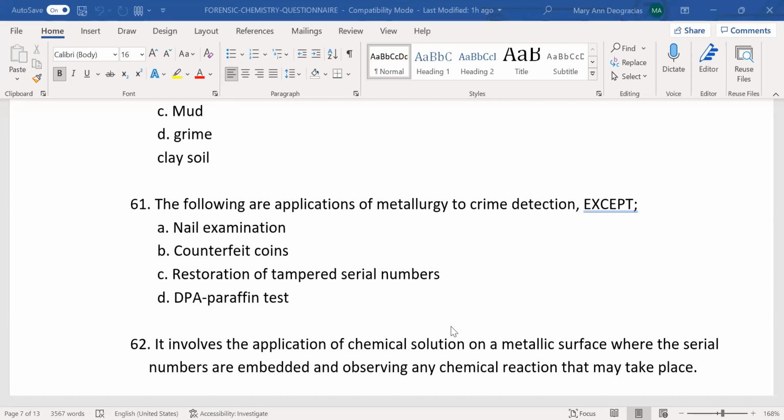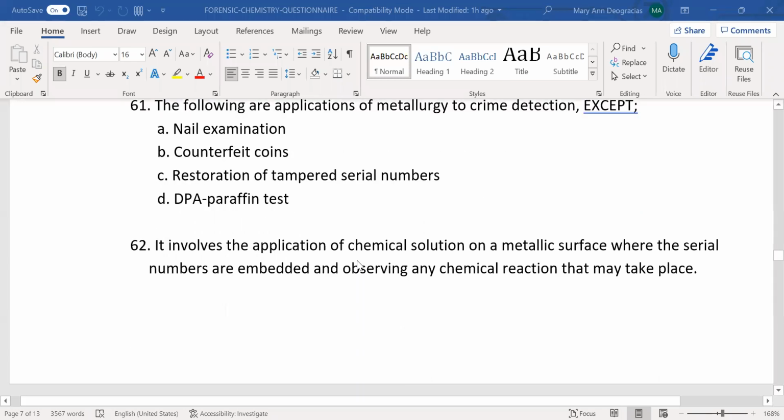DPA paraffin is for the determination of whether a person fired a gun or not with his bare hands. Okay. So, ang counterfeit coins naman, and coins are made up of metal. So, kasama yan. Okay. Serial numbers are usually embossed on metal. So, kasama yan. So, ang isipin nyo dyan, alin dyan yung hindi kayang gawin sa metals. O, yun yung exception.